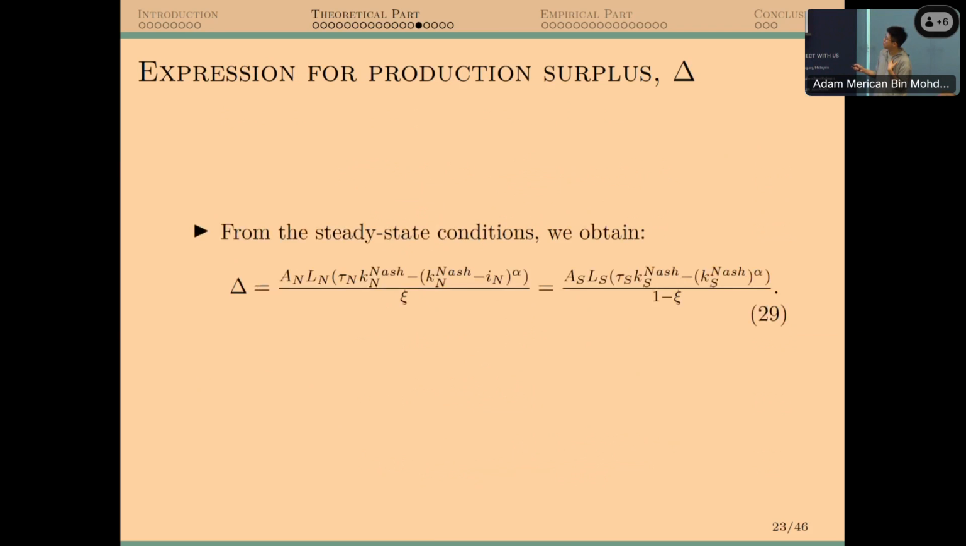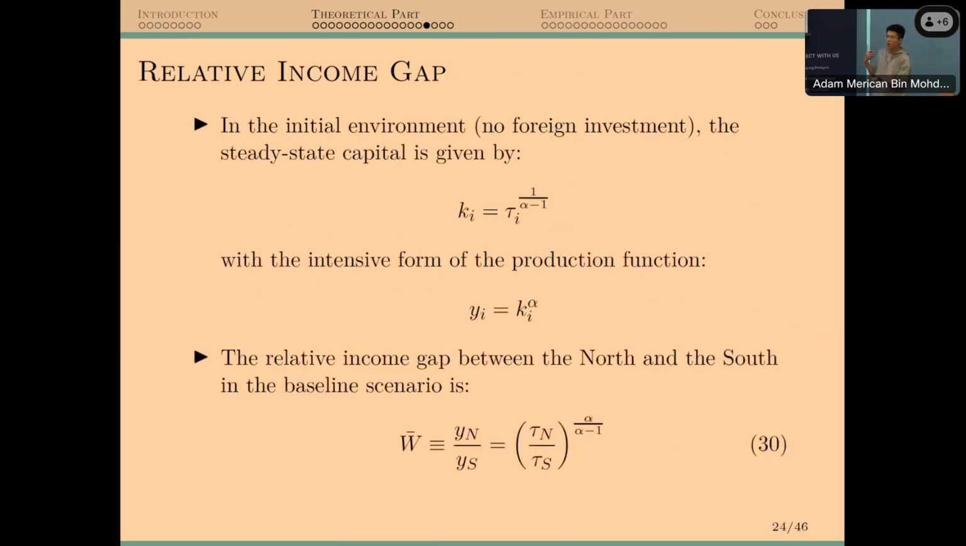So from the two steady-state conditions, we obtain this. That is to say, for our paper, we can calculate the plus. And that also depends on the bargaining power of the two countries, because xi is a function of gamma, the bargaining power. Now we have solved the optimal xi that the two countries discuss in repeated games, and we also calculate the delta, the surplus.